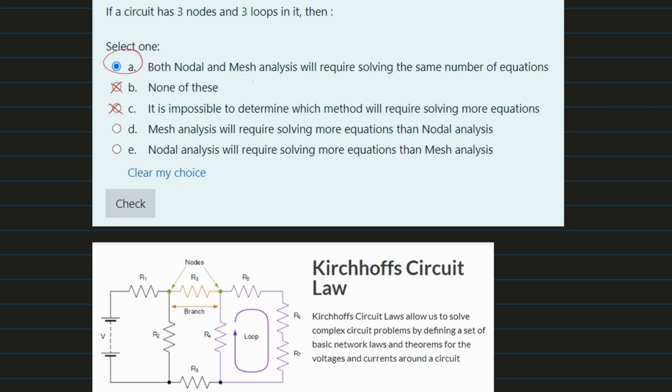Both nodal and mesh analysis will require solving the same number of equations. And it's the same number of equations because when we look at something like this, if we were to take out this resistor, because we have 4 nodes here, we would not have a node right here. So our only nodes would be these two, and then this one right here. So when we look at something like this, we have these 3 nodes, and we have 3 loops, like it asks us right here. We are going to need the same amount of equations.